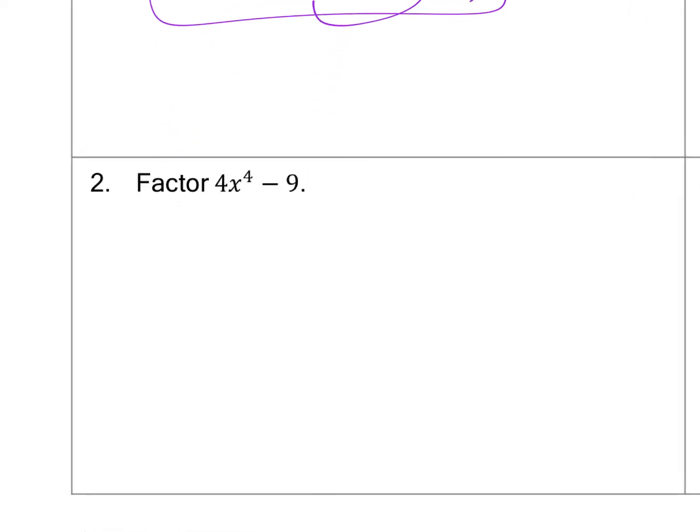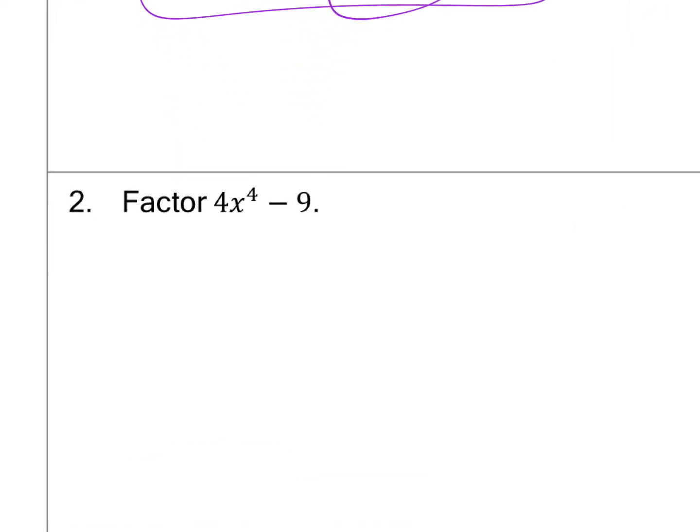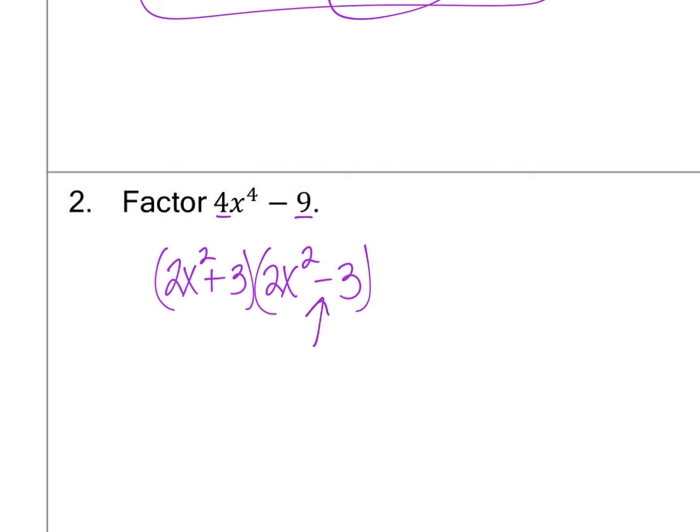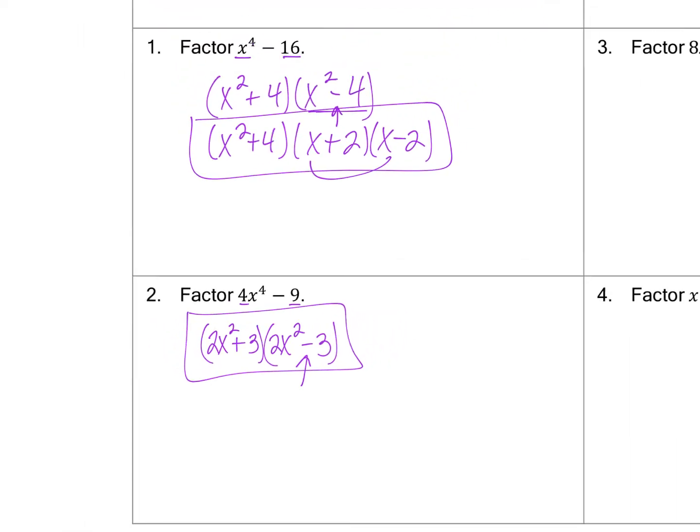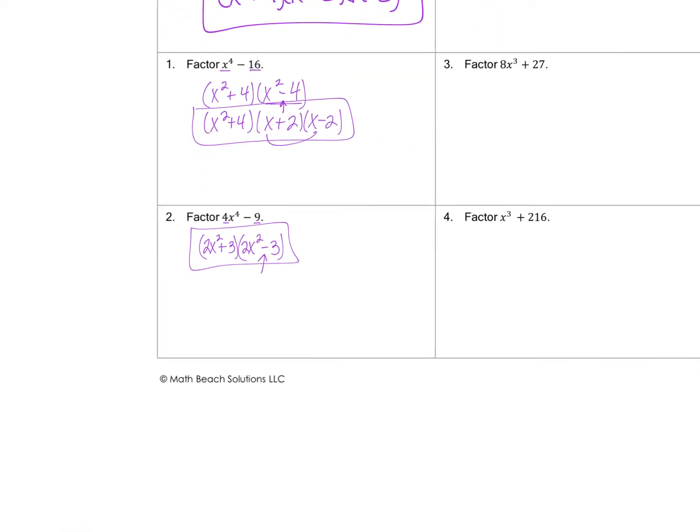Okay, another one. So this one, notice it has an x to the 4th. We are subtracting. 4 is a perfect square, so is 9. So we can factor it. So that would be 2x squared plus 3, 2x squared minus 3. Okay, so looking at it, we have a difference, but 2 is not a perfect square, neither is 3. So that's as far as we can go. So sometimes you can continue on, sometimes you cannot, but you need to check for that. Okay, so those are difference of squares.